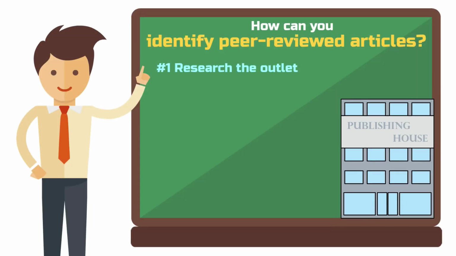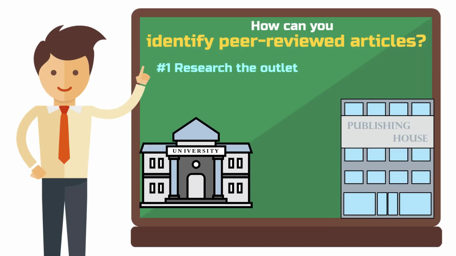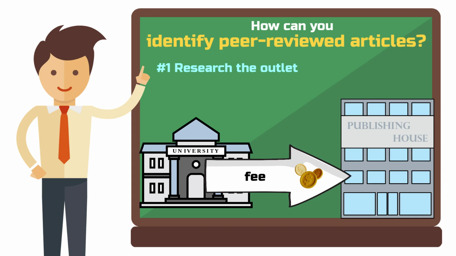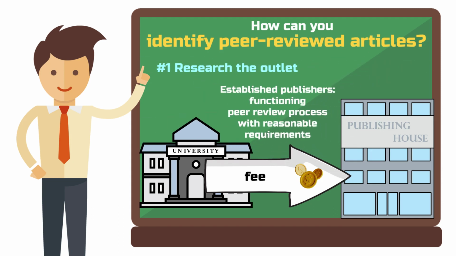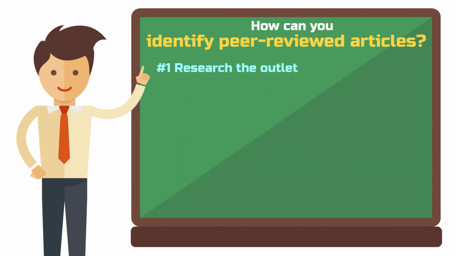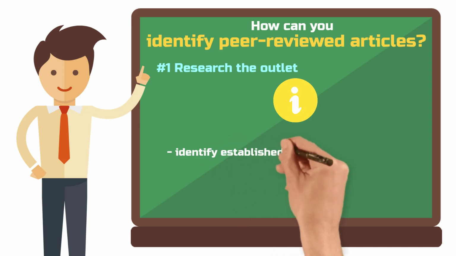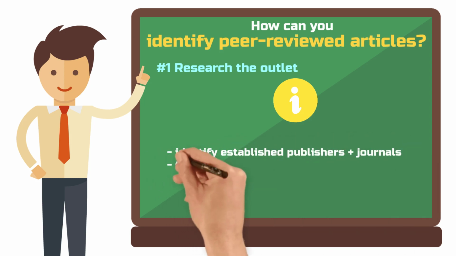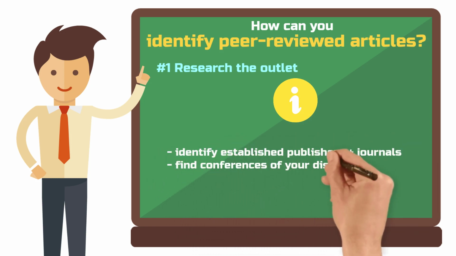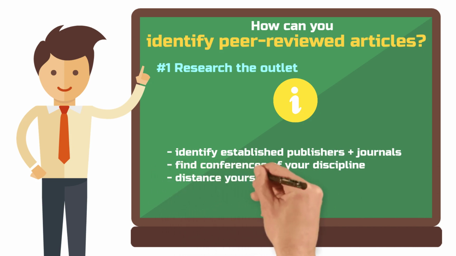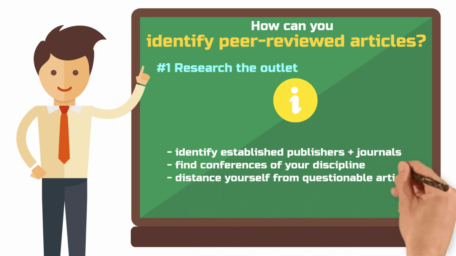With established publishers, authors or universities must also pay a fee, but you can at least assume that the peer review process is conducted properly. Over time, try to identify the established publishers and journals or conferences in your discipline. Citing articles of dubious origin can negatively impact your own academic work. So even if the article fits perfectly, it might be best to steer clear.